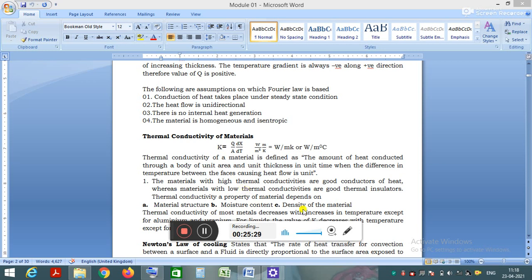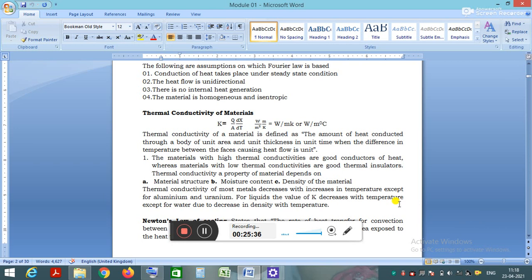Thermal conductivity of most metals decreases with increase in temperature. That means at lower temperatures the metals allow maximum heat to flow through them. As the temperature increases, the thermal conductivity decreases, so they allow less heat to flow through them. The thermal conductivity of most metals decreases with increase in temperature, except for aluminum and uranium.